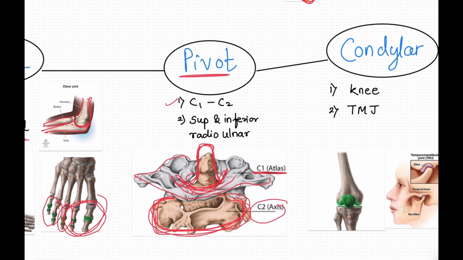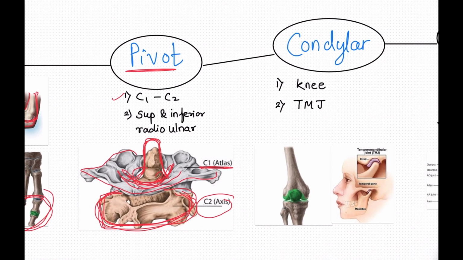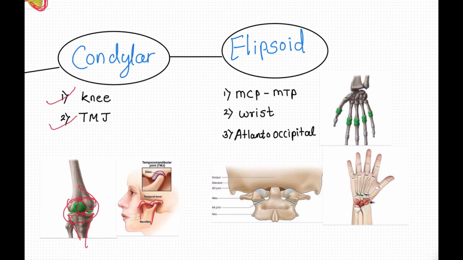The other one is the condylar joint. Condylar joints include the knee joint and the temporomandibular joint. This is the knee joint, which is formed in between patella, femur and tibia, and then the condylar joint between the angle of the mandible and the temporal bone. The other one is the ellipsoid joint.